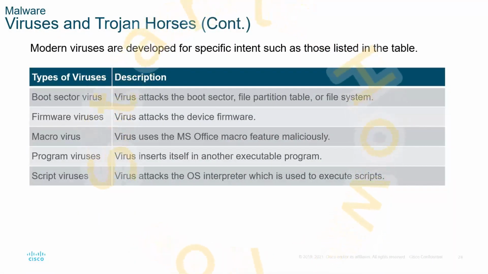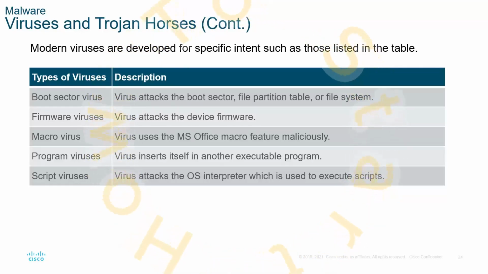Some common viruses are things like a firmware virus or a boot sector virus. These are things that will hide in the boot sector or the firmware. There are macro viruses that hide in the macro features of Office, for example. There are script viruses, there are program viruses, and they hide themselves in executables, or they embed themselves in other applications to wait for the main application to run before the malicious code is then run.